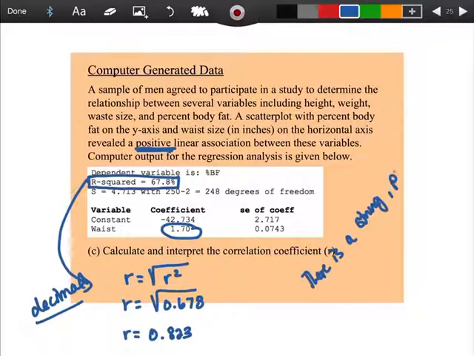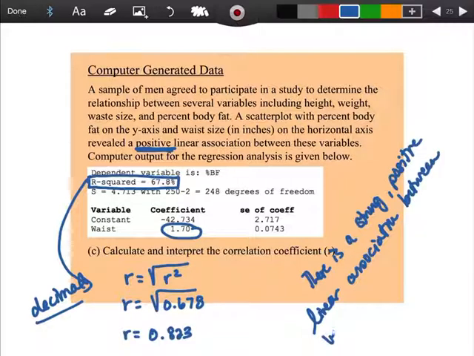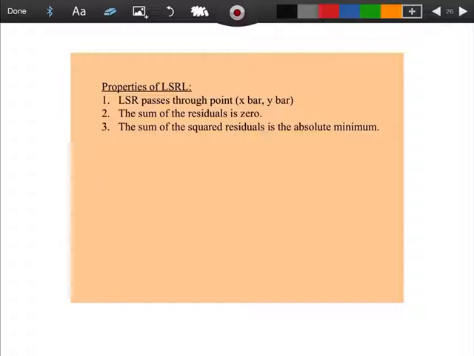So if we were going to interpret that, we would say there is a strong positive linear association between waist size and percentage of body fat.